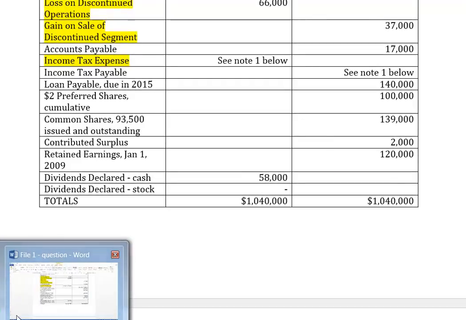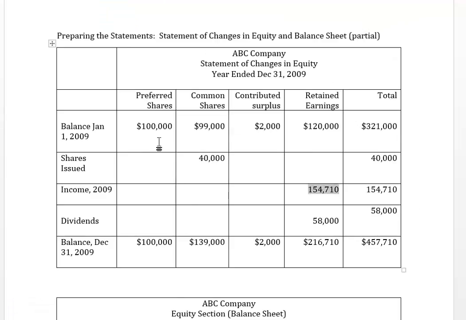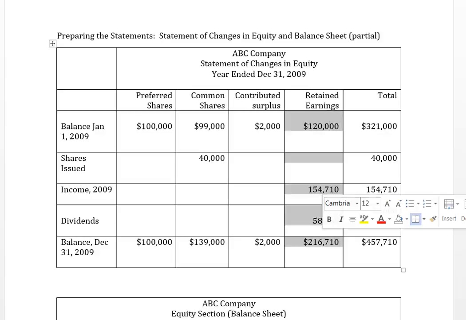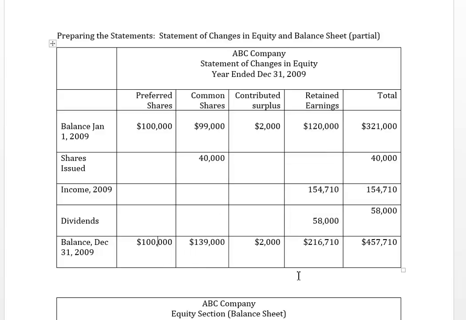So therefore, if we complete the statement by adding the columns together, including the totals column, we'll find that in my case, because I used a 19% rate, I'm going to have my total equity of $457,710, and that's made up of retained earnings, when I add this column here, of $216,710, and the contributed surplus, common shares, and preferred shares are what we had in the question.